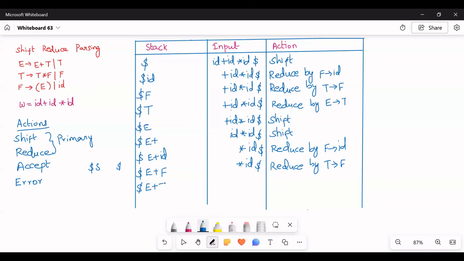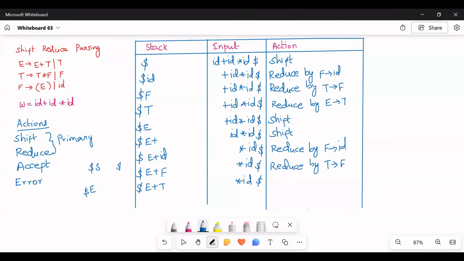E plus T. Star ID dollar. Okay. So now E plus T is a handle, right? E plus T is a handle. But if you consider E plus T as a handle and do the reduce action, then we will replace E plus T by E, right? So we will get dollar E on the stack.